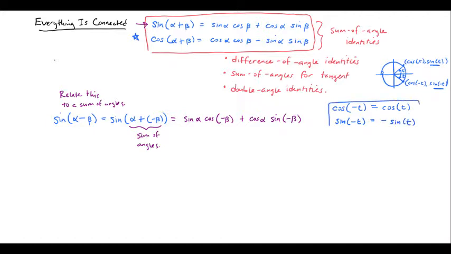And I'm going to use these facts now to rewrite this expression over here. So I'm going to write this as sine of alpha times cosine of just beta, because cosine of negative beta is the same as cosine of beta. And then I've got cosine of alpha times the negative sine of beta. Anyway, so that first term is sine of alpha cosine of beta.